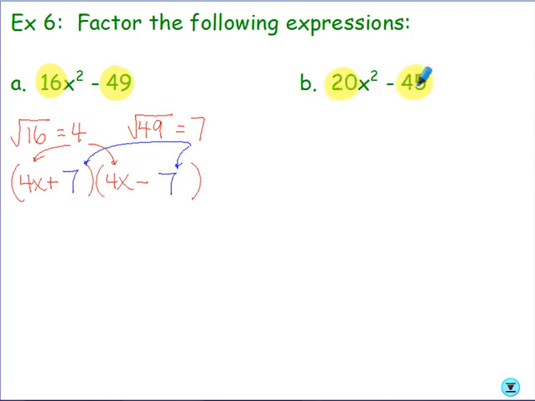Let's look at this one. 20 and 45. Did you try and find the square root of 20? If you did, did you get a decimal? Yes. So again, we need to back up. Erase everything. Is there a GCF here? Can 20 and 45 both be divided by something? Yes, they can both be divided by 5. 20 divided by 5 is 4x squared. 45 divided by 5 is negative 9.